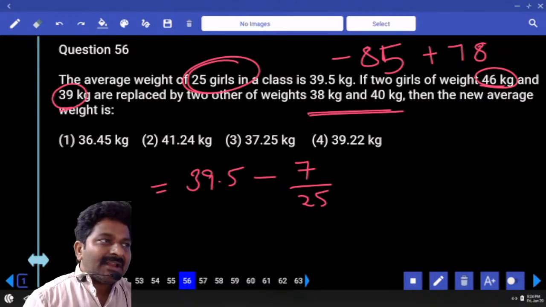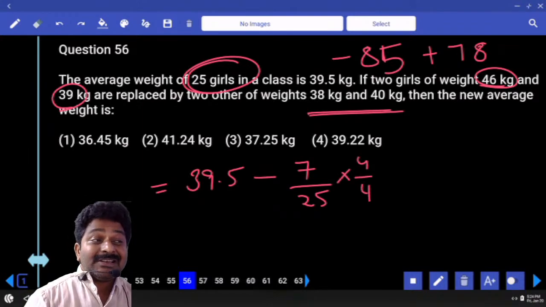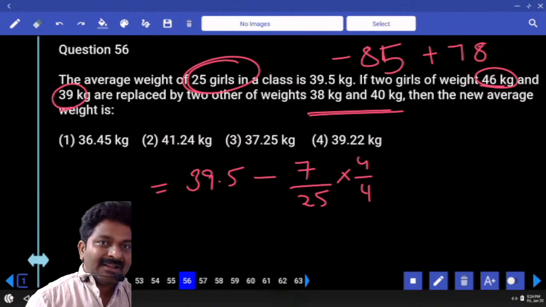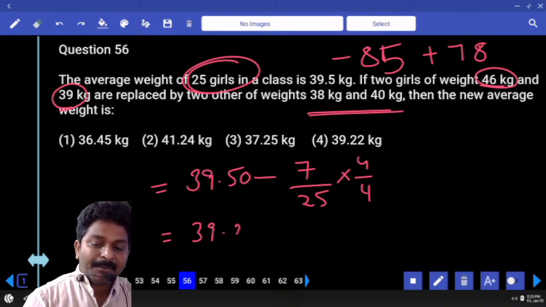So I don't want to calculate how much is 7 by 25. So simply I'll multiply both numerator and denominator with 4. So that denominator becomes 100. Numerator is 28. 28 by 100 in the sense 0.28, which is subtracted from 0.50. Then answer is 39.22.